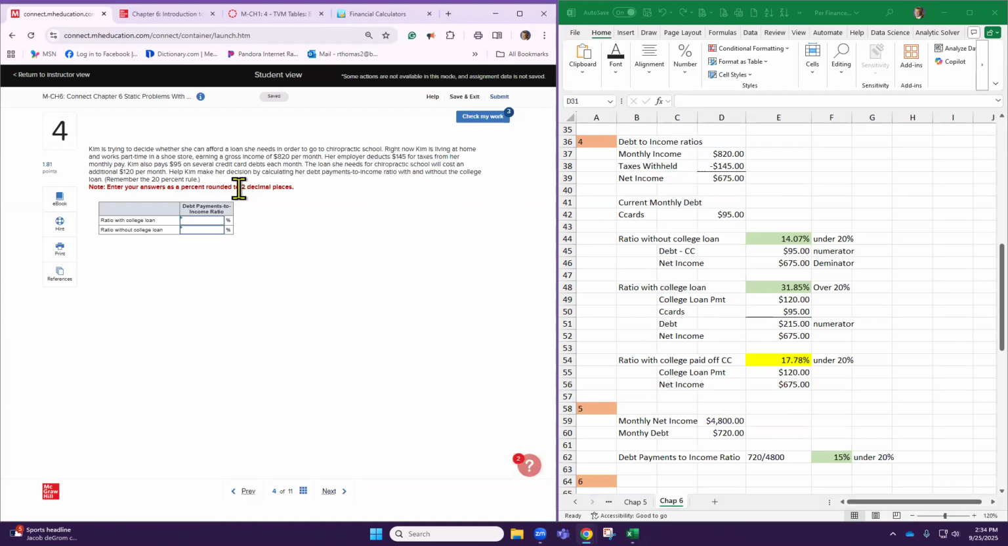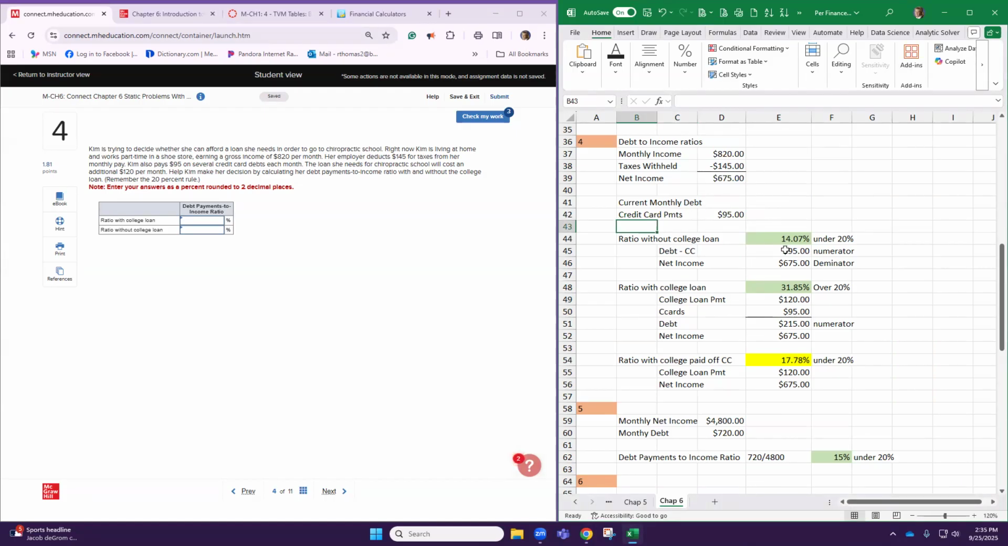So once again, the book suggests that when it comes to the debt payments to income, that you not go above 20%. So here's what she has. She has a monthly income of $820. We subtract the taxes withheld to get net income of $675. Here is her current monthly debt for credit card payments.